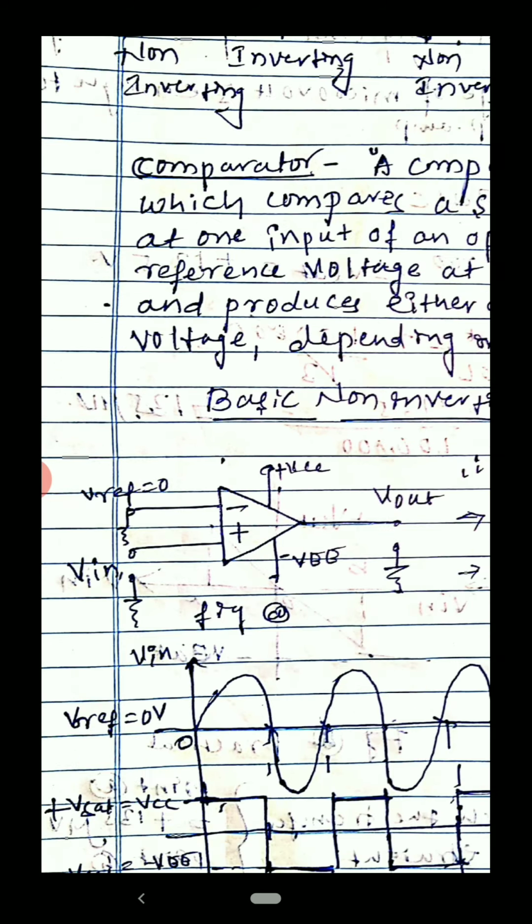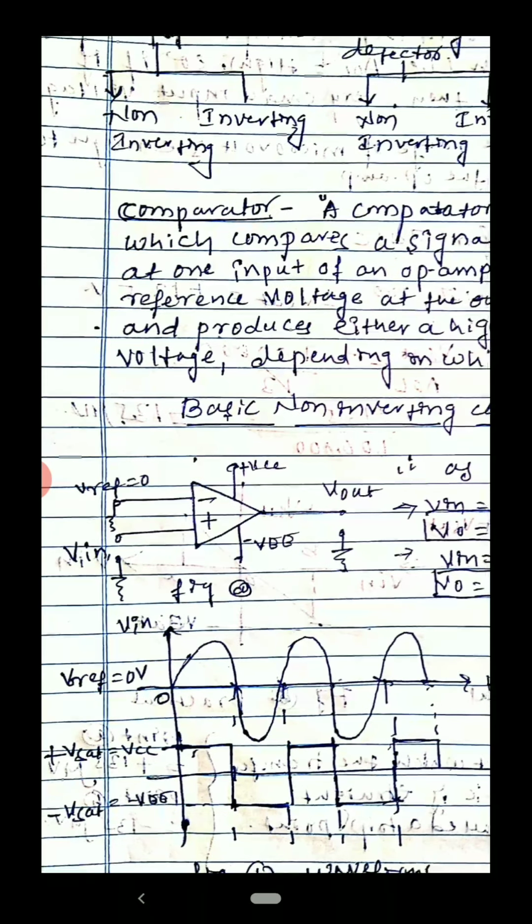Now we will discuss this in detail. What is the theory of a comparator? The comparator will compare V input with V reference voltage. If V input is greater than V reference voltage, the output is plus V saturation. If V input is less than V reference voltage, the output is minus V saturation.